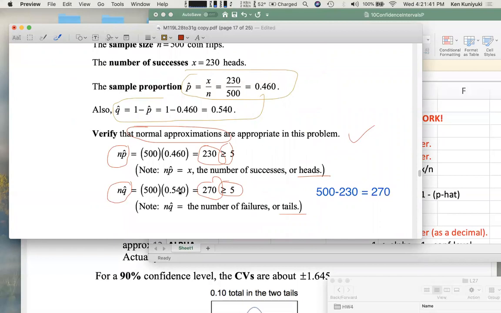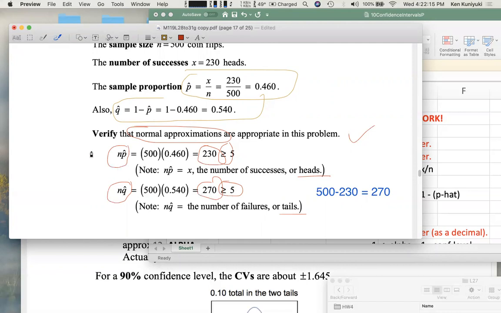Now before, I already verified that the normal approximations would be appropriate because both the number of successes, x, and the number of failures, both the number of heads and the number of tails, were both way above 5. So the normal approximation should be very appropriate even if we don't use continuity corrections. But if you want to use these actual formulas, right, n p-hat, n is 500, p-hat is 0.460, we get back to 230. N q-hat, n is 500, q-hat is 0.540, we get 270.